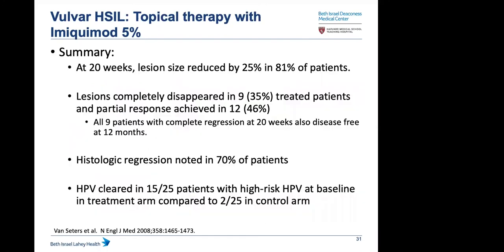So in summary, at 20 weeks, the lesion size for patients with VIN 2 or VIN 3 in this randomized trial reduced by 25% in greater than 80% of patients. And they saw a complete response in 9 or 35% of the treated patients, as well as a partial response in 12 of those patients or 46%, which then adds up to that 81%. All of the 9 patients with the complete regression at 20 weeks were also disease-free at 12 months. And then we saw histologic regression in 70% of the patients in the imiquimod arm.